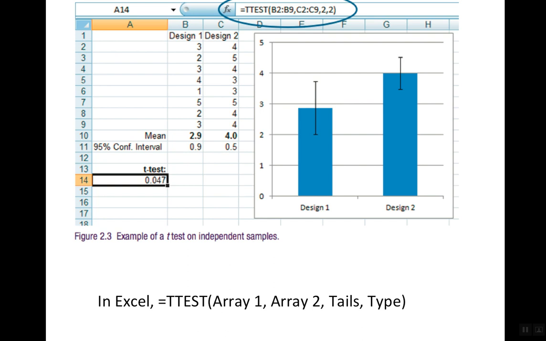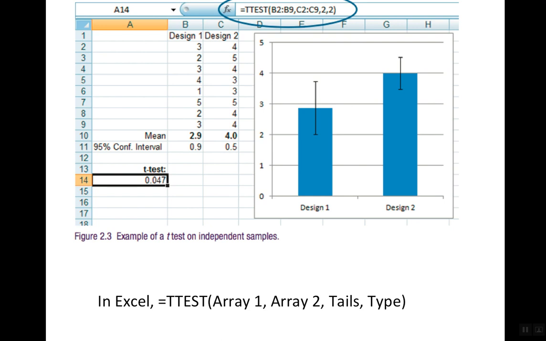So here we see the t-test being carried out in Excel, and you'll notice here that there are 4 arguments to the function. We first of all have the B2 to B9 telling us which data we're sweeping out in the spreadsheet, and in this case we're looking at design 1 because we're in column B. And then the second argument shows that we're also looking at design 2 in column C, and it sweeps that out. The third parameter tells us how many tails we're looking at.